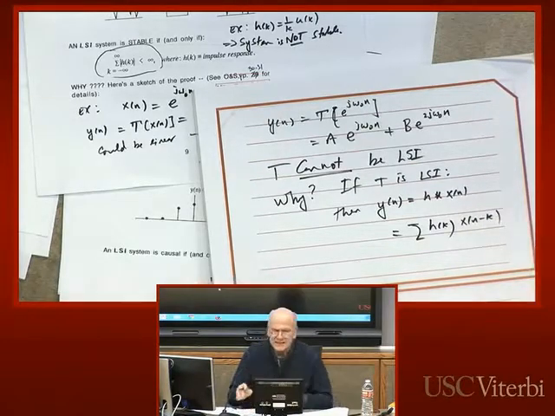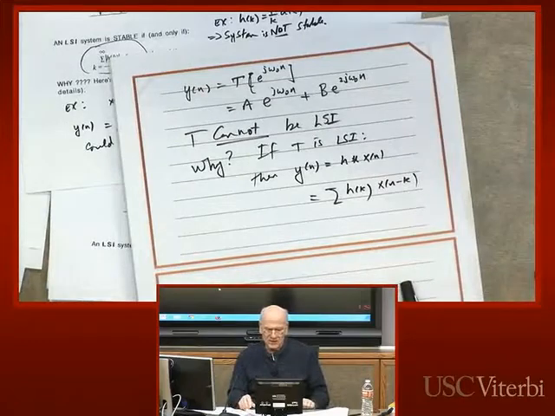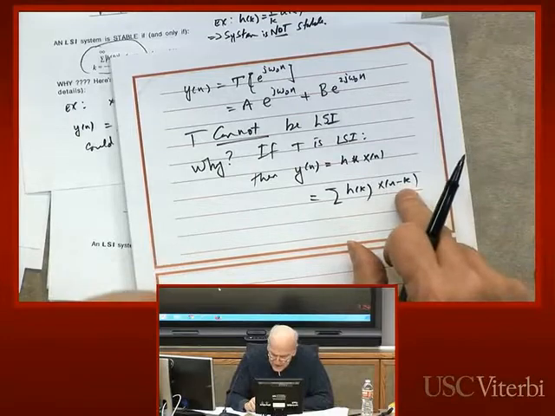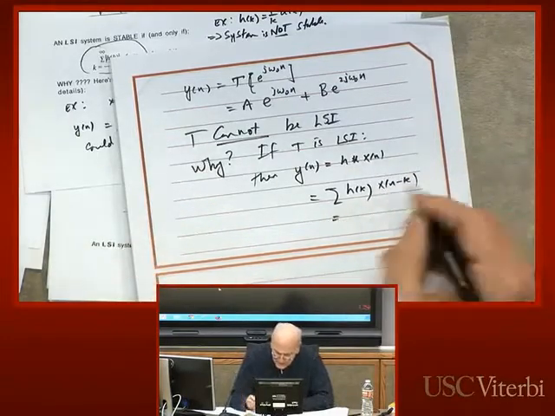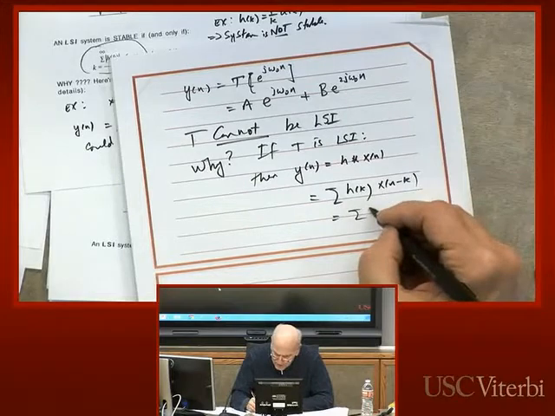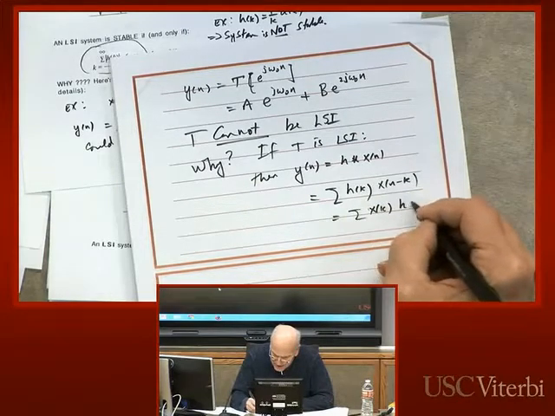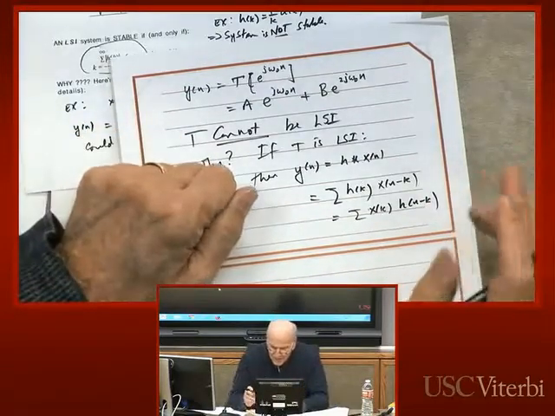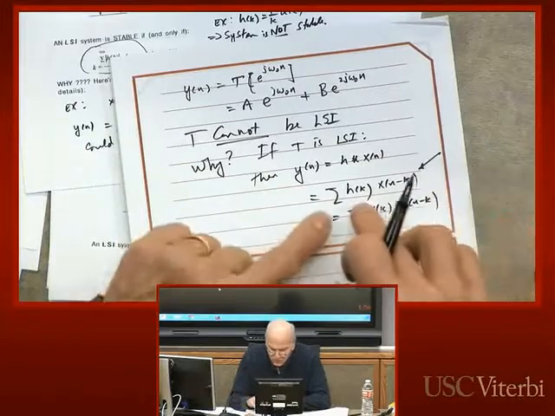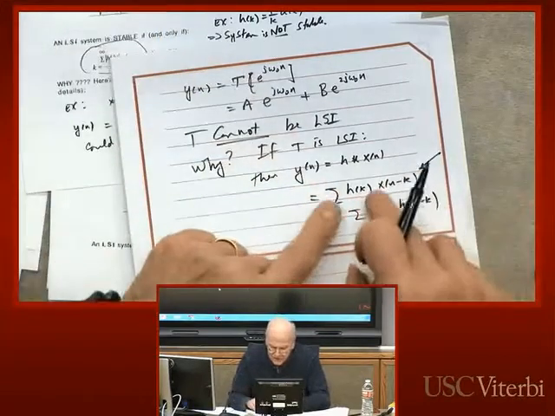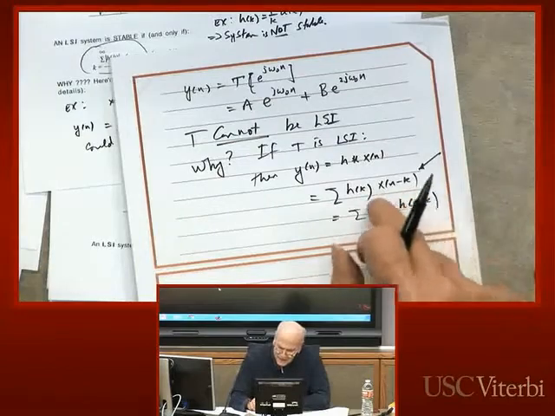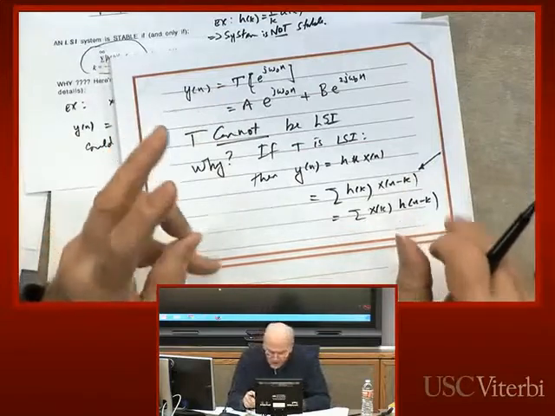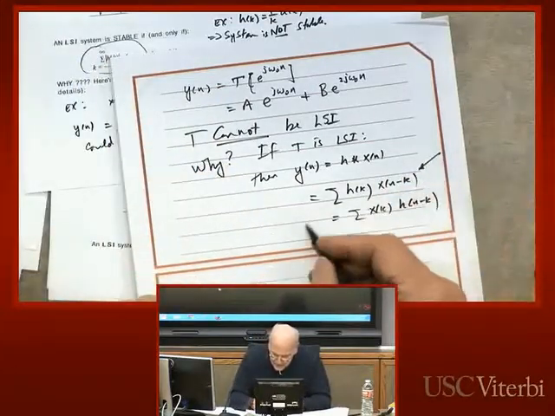By the way, as an aside, a few moments ago I wrote this as a summation, well, forget that. Clearly this can be written either way: x of k times h of n minus k. I prefer this way, where the impulse response has the k, and the n dependence is on my input. But either one is identical by a change of the index variable.